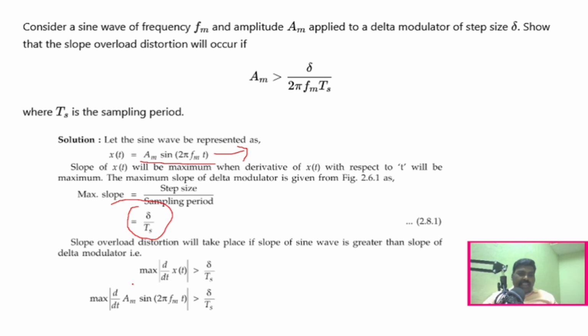We can write it as max of d by dt of x of t, right? So we know what x of t is. I am substituting x of t here. Now we can understand very clearly that slope overload error will happen if the slope of the input signal is greater than the slope of the delta modulator.